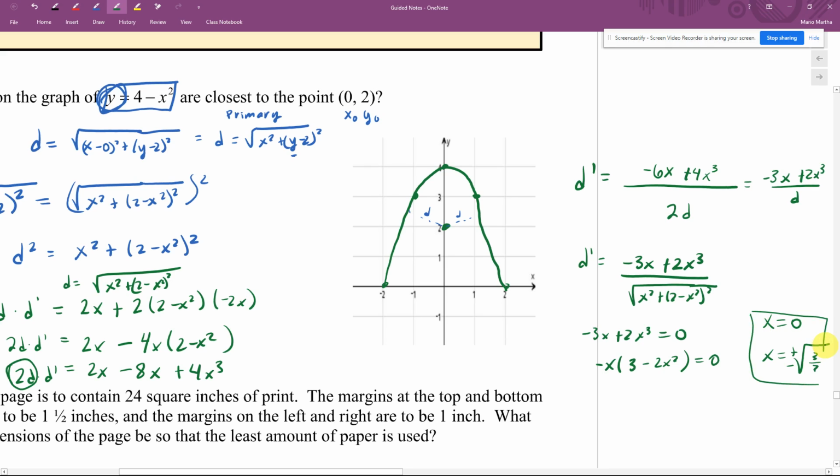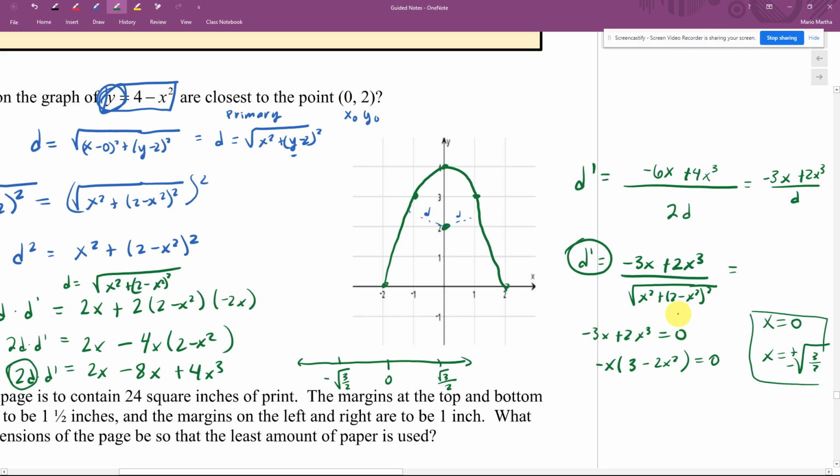And again, let's draw a number line so we know what we're doing. It's a little bit easier for us to see which ones are the max and the mins. So on this side, we have the negative root 3 over 2. We have 0 here, and then we also have root 3 over 2. So again, we're checking the sign of d prime. So pick a number to the left of negative root 3 over 2. We can make it negative 2 just to make it a lot easier for us.